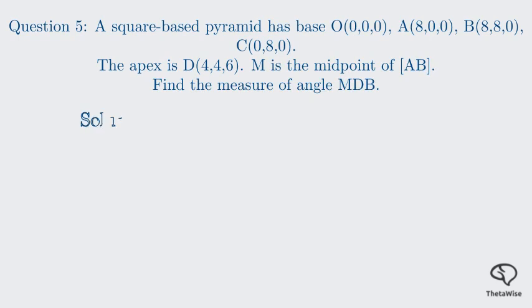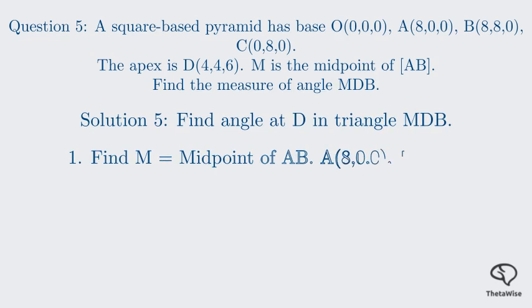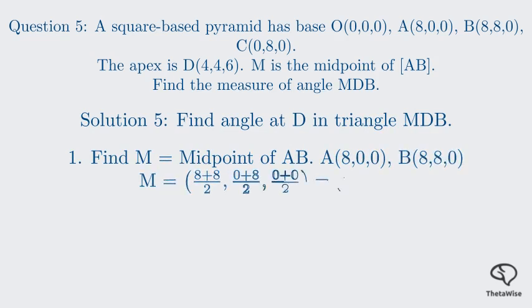To find angle MDB, which is at vertex D, we need the side lengths of triangle MDB. The three sides are DM, MB, and DB. Let's find them one by one. First, we need the coordinates of M, the midpoint of AB. A is at (8,0,0), and B is at (8,8,0). The midpoint M is (8+8)/2, (0+8)/2, (0+0)/2, which is (8,4,0).